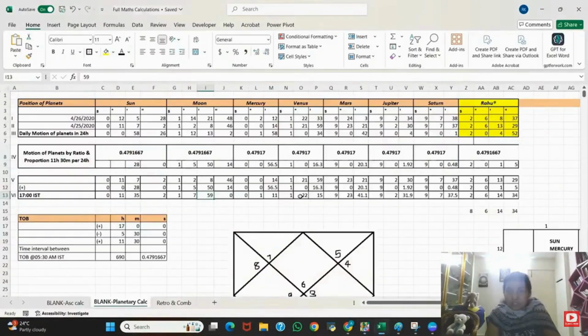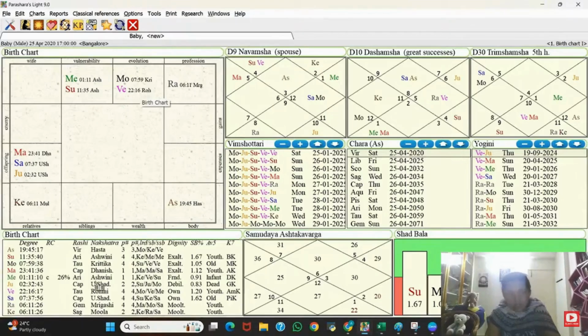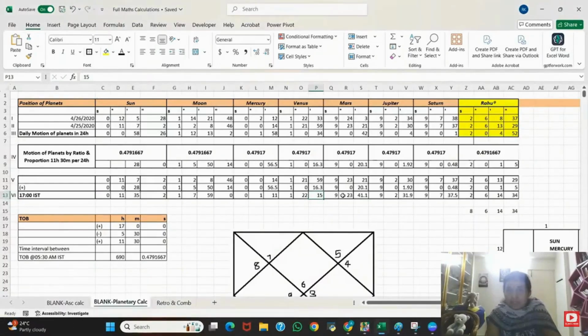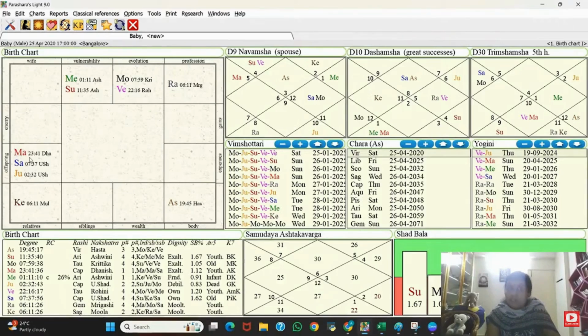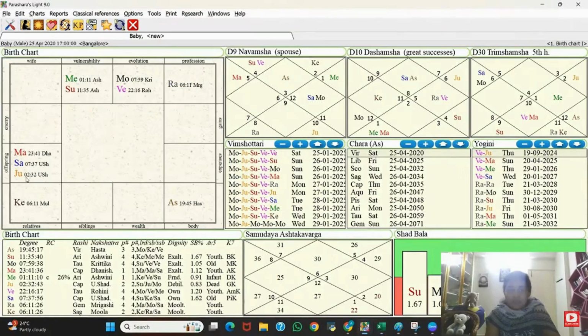Then for Venus, it was 22 degree 15 minutes. It is 22 degree 16 minutes. So it has just started. So seconds of difference, I can say. Then Mars has 23 degree 41 minutes. And here we can see 23 degree 41 minutes. It's also perfect to the point. And for Jupiter, it was 2 degree 32 minutes. So 2 degree 32 minutes. It is exact to the point.